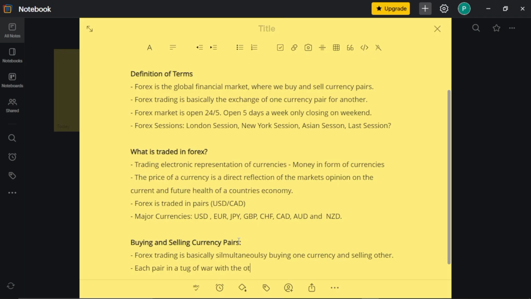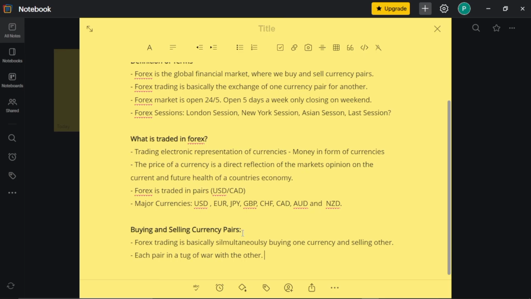So just imagine each pair being in some sort of a tug of war with the other. So obviously, the stronger economy, the better performing economy, the currency of the better performing economy would tend to win and push the currency pair upward or downward depending on where it is placed in the market.